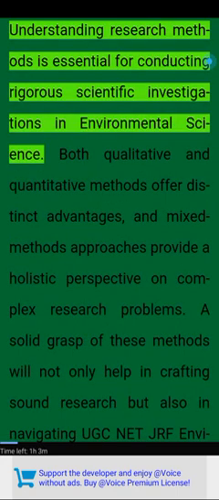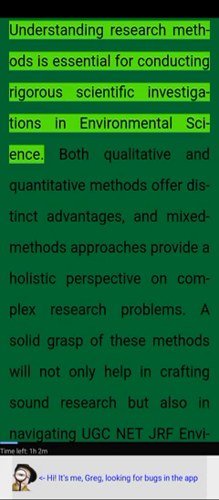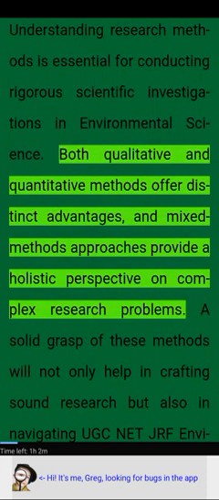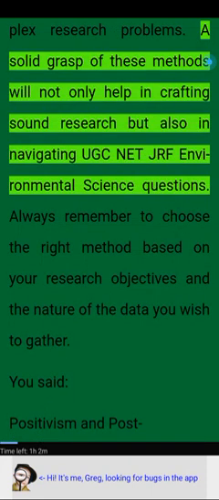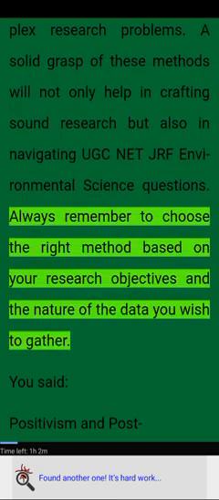Conclusion. Understanding research methods is essential for conducting rigorous scientific investigations in environmental science. Both qualitative and quantitative methods offer distinct advantages, and mixed methods approaches provide a holistic perspective on complex research problems. A solid grasp of these methods will not only help in crafting sound research but also in navigating UGC NET JRF environmental science questions. Always remember to choose the right method based on your research objectives and the nature of the data you wish to gather.